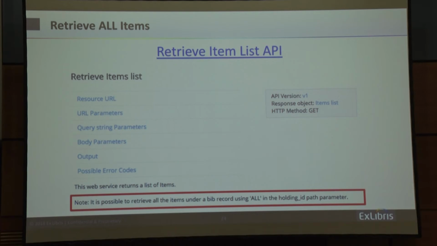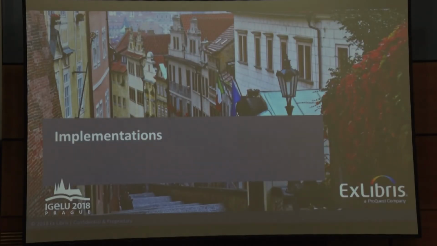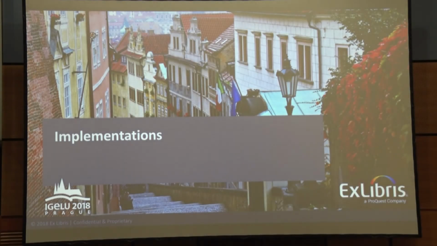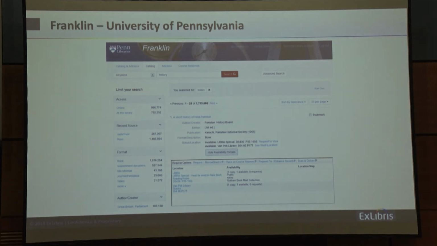Okay, so those are some changes to the APIs that we've made over the past couple months to enable these scenarios, and of course you can use them for other purposes as well. So what are some implementations of this? Well, a few institutions have implemented open source discovery, either full-blown solutions or subsets.